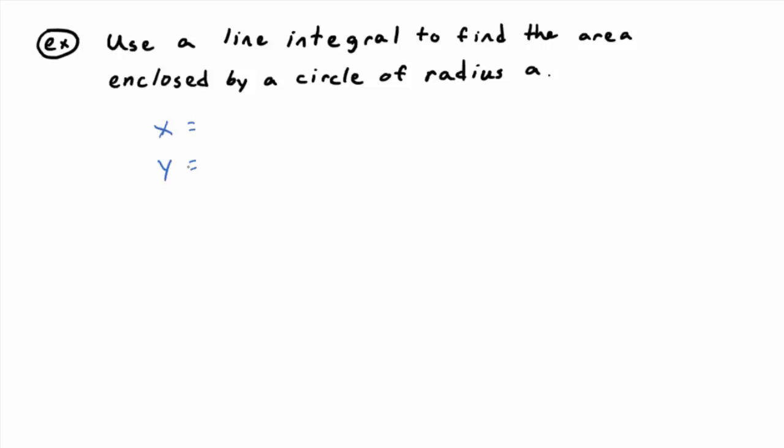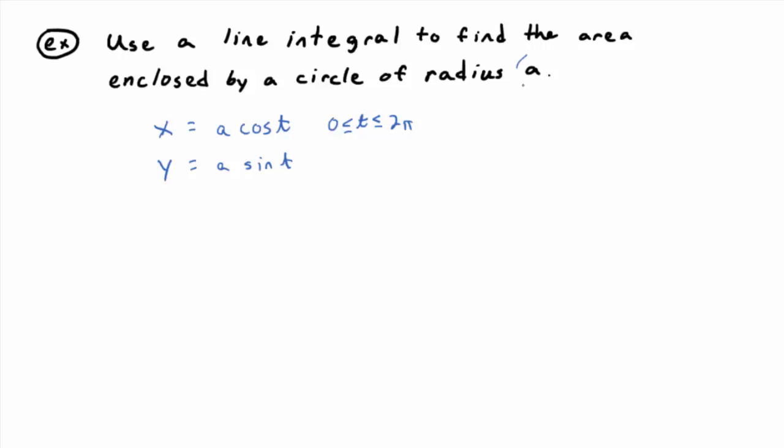So circle radius a, let's use t for our parameter. To keep it positively oriented, let's use for x, a cosine t. And for y, let's use a sine t. What does t run from? 0 to 2 pi.